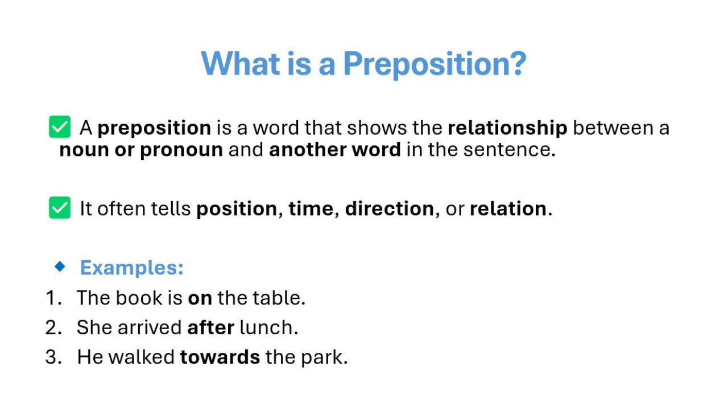Now see the last sentence, he walked towards the park. Here towards is the preposition and it is showing the direction. Where did he walk? He walked toward the park.